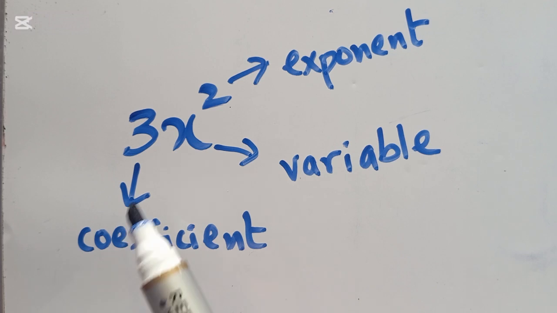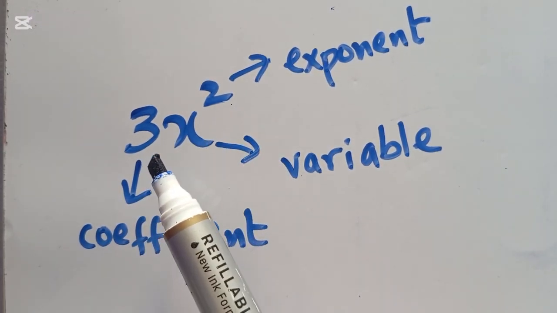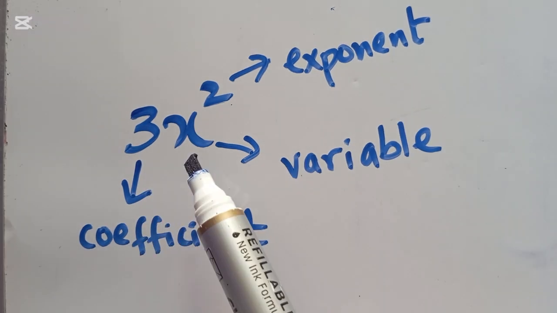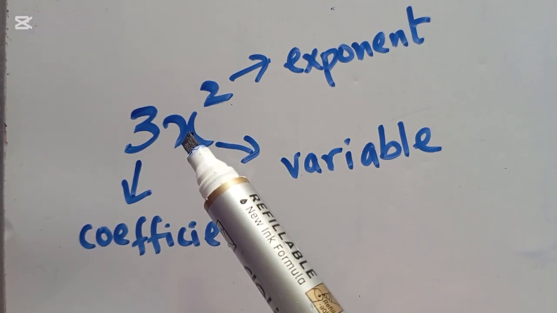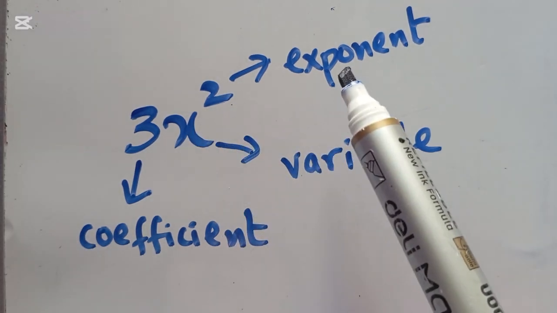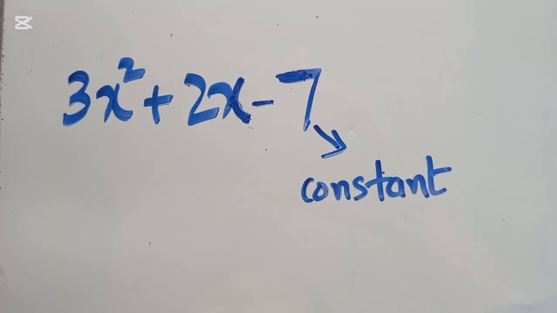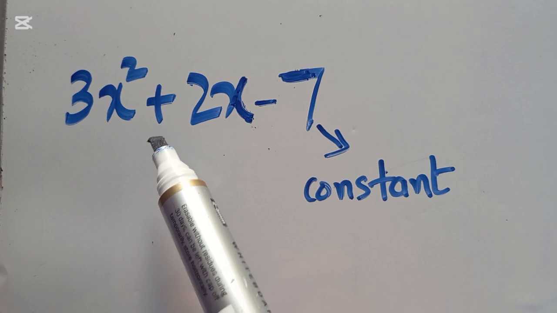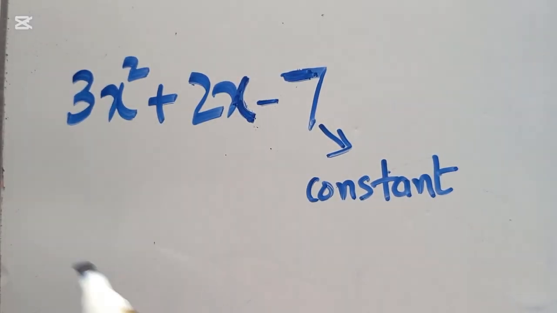We have a term 3x square. In this term, the number which is written on the left of x is called the coefficient, x is called the variable, and the number written on the top of this x is called the exponent. Together they make one term. If more than one term is joined by the operators plus, minus, multiplication or division, then they form a polynomial.